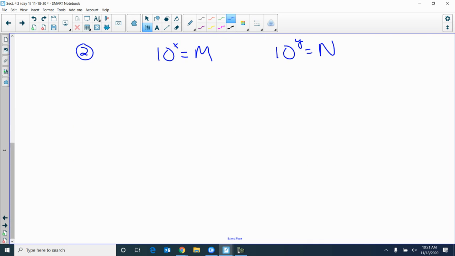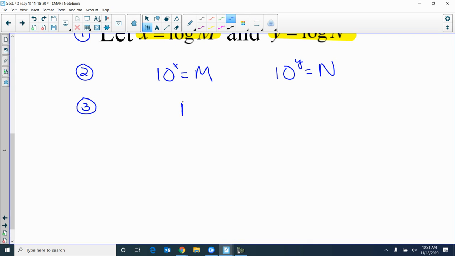All right, step 3. So now all I'm going to do is say m times n equals 10 to the x times 10 to the y. Make sure that makes sense. From this statement right above there, if I multiply m times n, it's got to be true that 10 to the x times 10 to the y has to equal the same thing, because m equals 10 to the x and n equals 10 to the y. So I multiply those two together, they got to be equal.